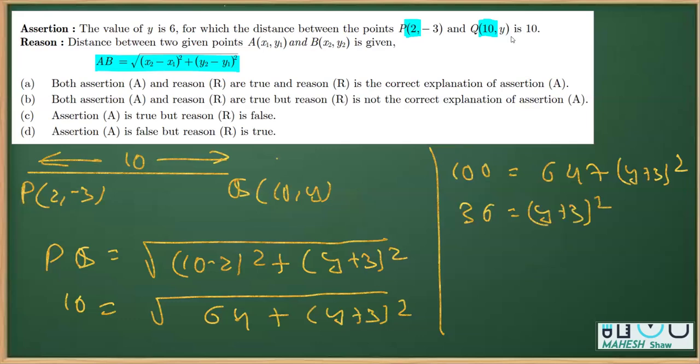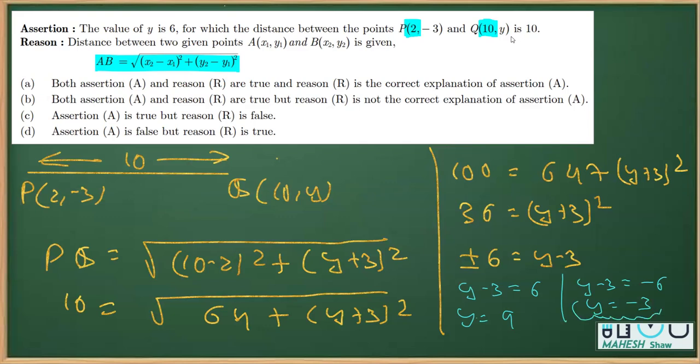Now, in general, you should know that on transposing this square, there will be under root 36, and under root 36 is not just 6, but it is plus minus 6. This is important to understand. So we can say that y plus 3 will have two possible values. I can say y plus 3 is either equal to 6 or y plus 3 is equal to minus 6. So from here we get y is equal to 6 minus 3, that is 3. And here y is equal to minus 6 minus 3, which is minus 9.